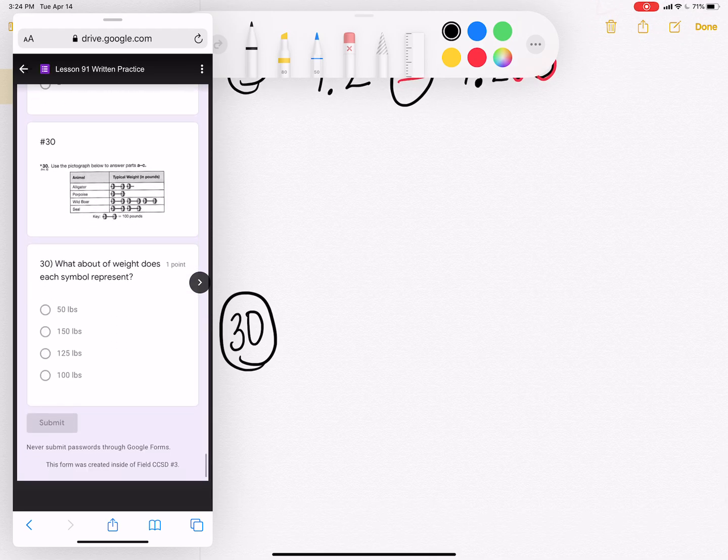Number 30 is really easy. What amount of weight does each symbol represent? That answer is just at the bottom. Each symbol represents 100 pounds.